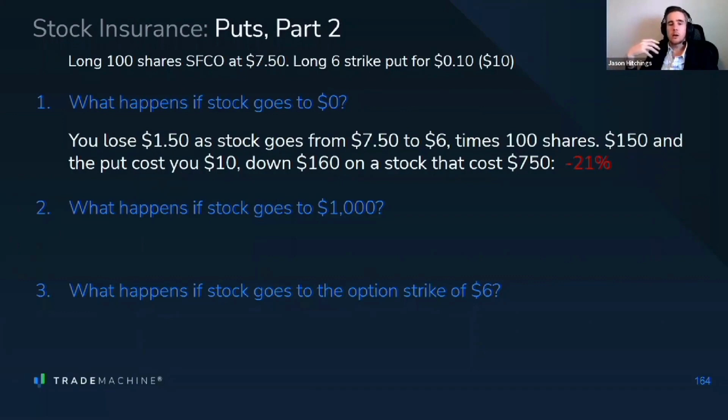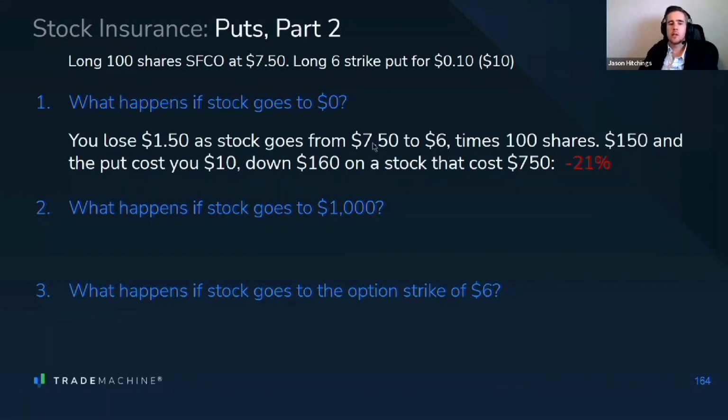So you own the stock. The stock's gone down to a penny or $1, but you have the right to sell it to someone at $6. And so you're going to use that right. And you're going to say, hey, I want to go back in time, as if I could go back in time, I want to sell you the stock at $6 because this thing plummeted. And so that's going to put a floor on your loss at $6.